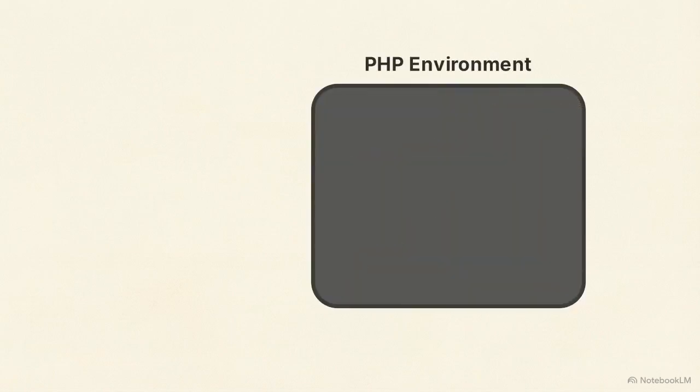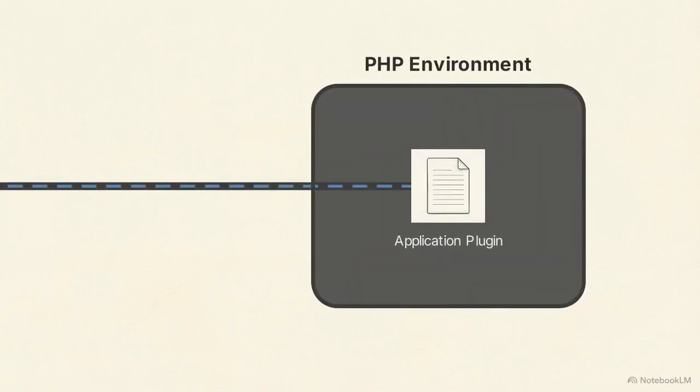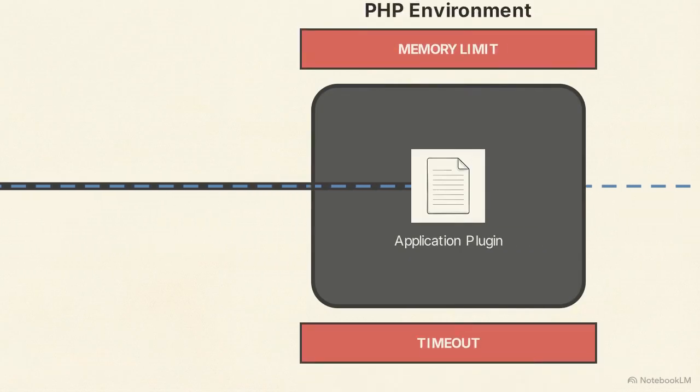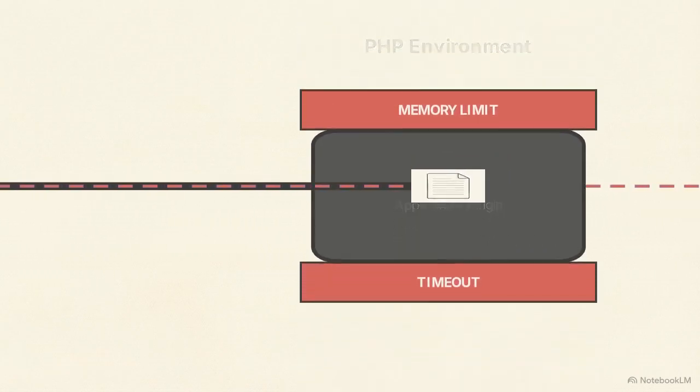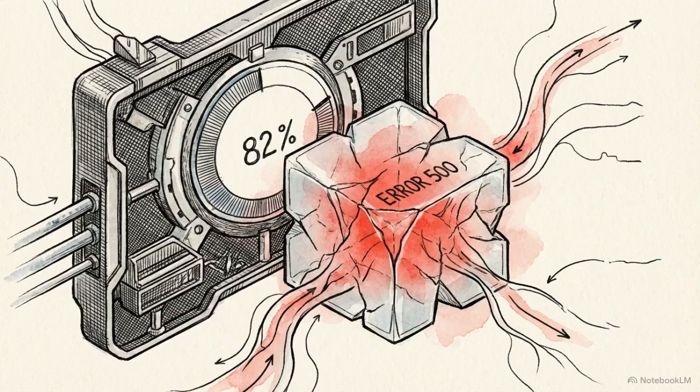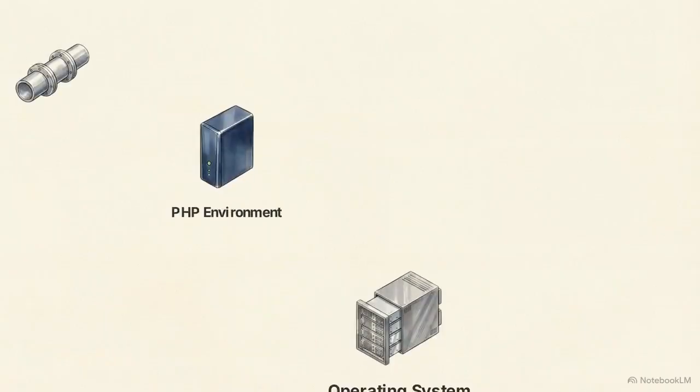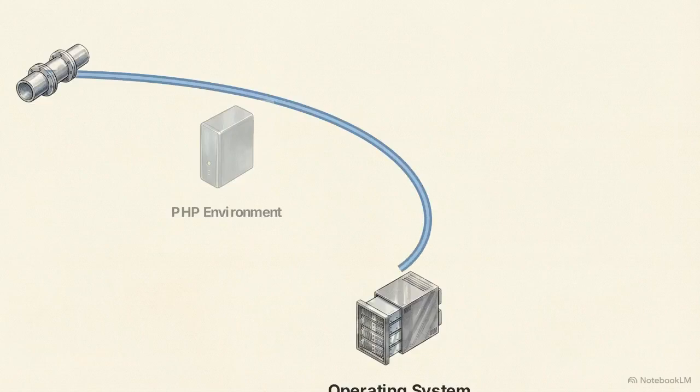Standard migrations rely on application layer plugins. These run inside the PHP execution environment, which is constrained by strict memory limits and execution timeouts. When migrating a large Elementor portal, these plugins often freeze mid-transfer or trigger 500 internal server errors. Shifting the migration to the infrastructure layer allows the operating system to move the data while bypassing PHP entirely.